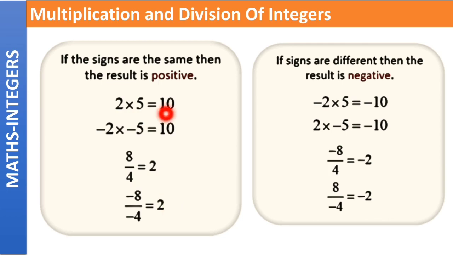Understood, class? If we have both same signs in multiplication or division, the result will be positive. If both the signs are same, then the result will be positive. It is in which case? It is only in the case of multiplication and division. If the signs are different, then the result is negative.